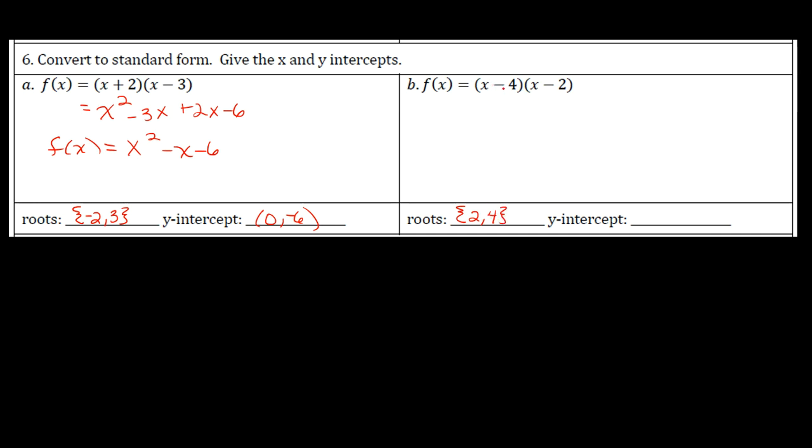Y-intercept should be a positive 8. Let's check it out. So we have x squared minus 2x minus 4x plus 8. Yes, we are right. So we have x squared minus 6x plus 8, y-intercept (0, 8).